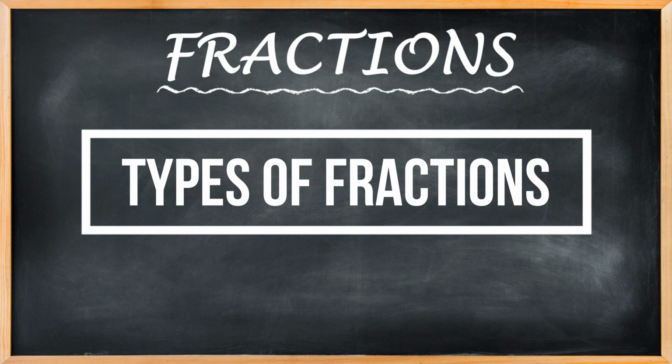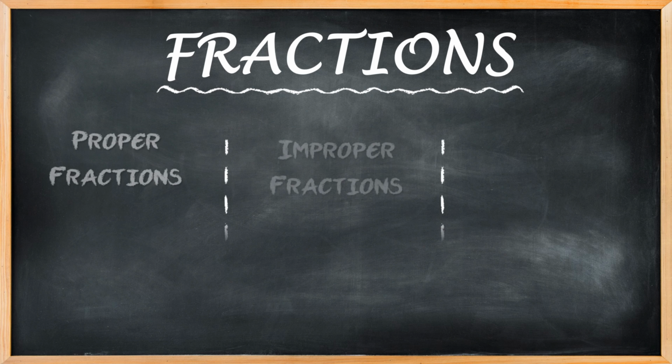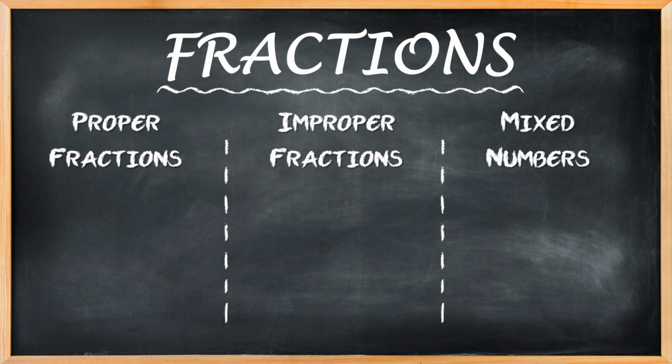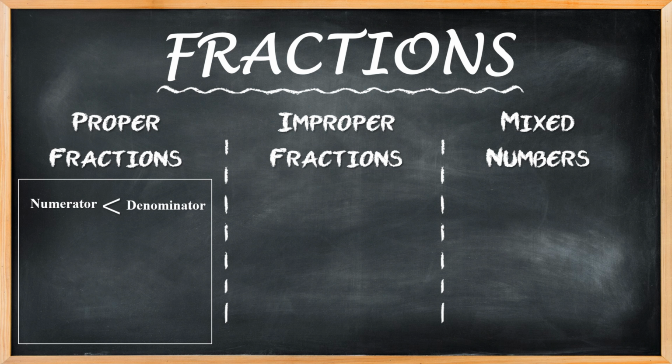Types of fractions. Now, not all fractions are the same. Let's explore 3 main types of fractions. Proper fractions. In a proper fraction, the numerator is smaller than the denominator. For example, 3/8 is a proper fraction because 3 is less than 8. It represents a part smaller than the whole.